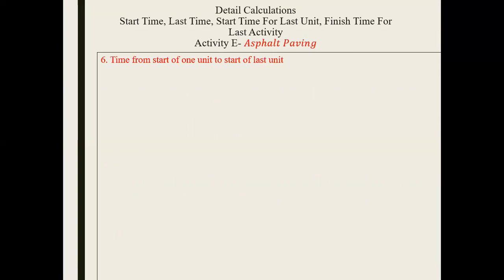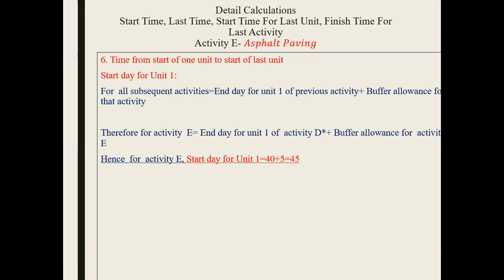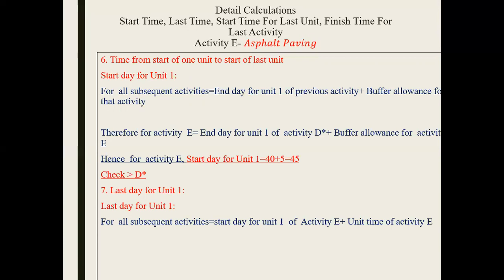Time from start of one unit to start of last unit. Again, we have gone with the same procedure. 40 plus 5, 45. It's okay with the revised activity of D. Then it becomes 45 plus 2, 47. It's simply what we have done in the calculations before. So again, I'm going fast because I know this is very trivial. Again, we have to check. We need to apply a check.